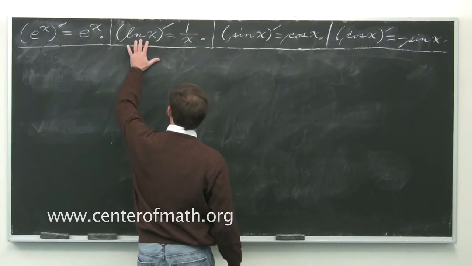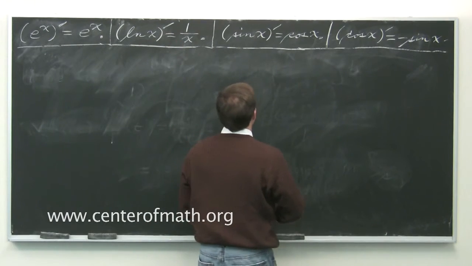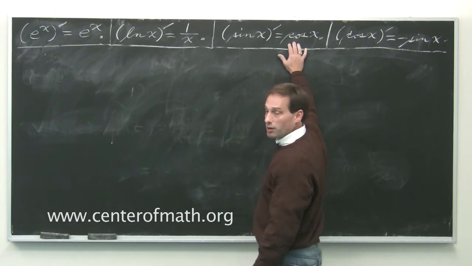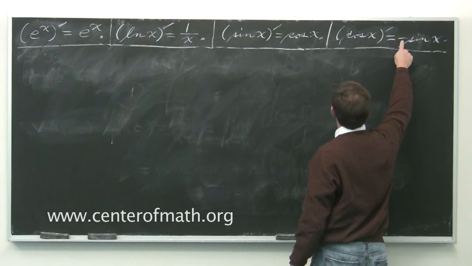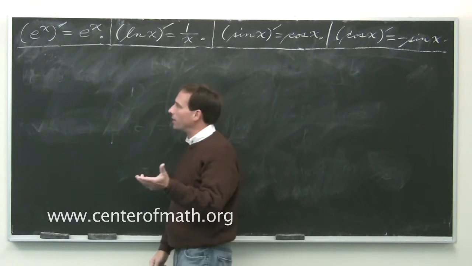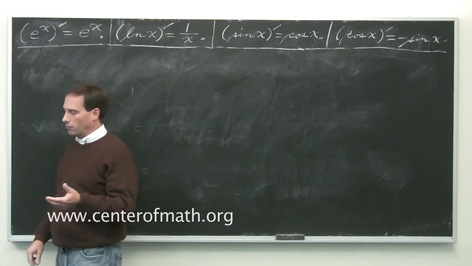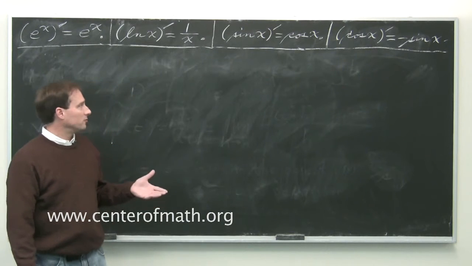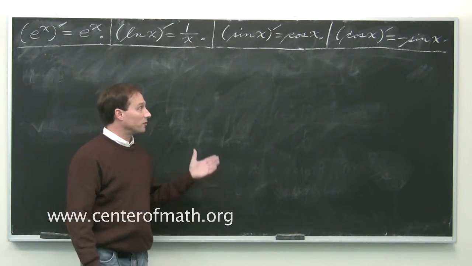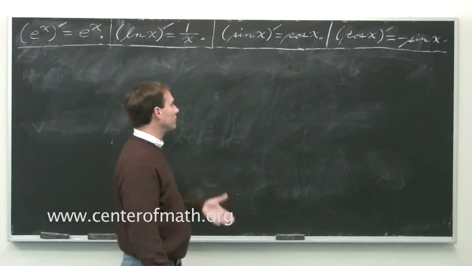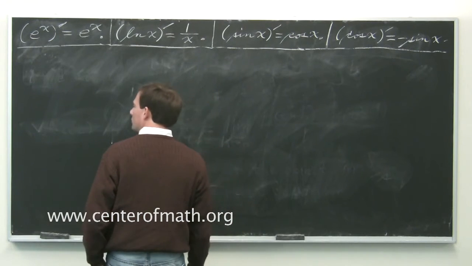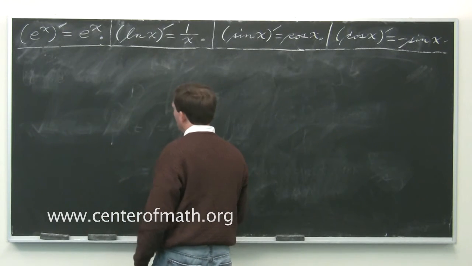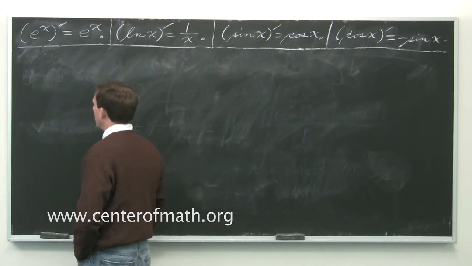The derivative of the natural log of x is 1 over x. The derivative of sine of x is cosine of x, and the derivative of cosine of x is negative sine of x. Don't forget that minus sign. The rules that I'm leaving out, I haven't given you the derivatives of the other four trig functions or the inverse trig functions, but this is enough for us to do some examples.